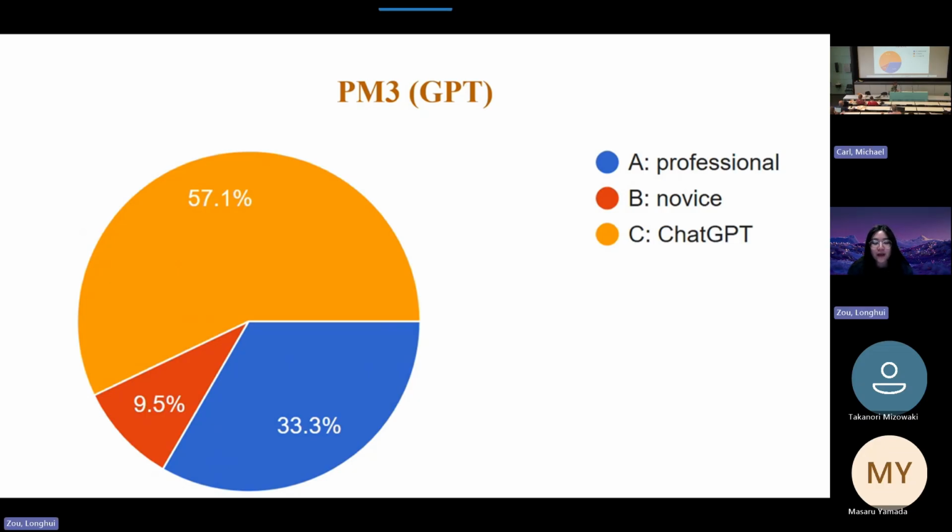Okay, so now we can see that it's interesting that students were struggling between PM2 and PM3, and they cannot confidently determine which was the generative AI and which was the professional project manager. But they show a very good agreement that PM1 was a novice, but actually PM1 is the expert. This confusion between professional and AI raises interesting questions about students' perception of the current state of AI capabilities.